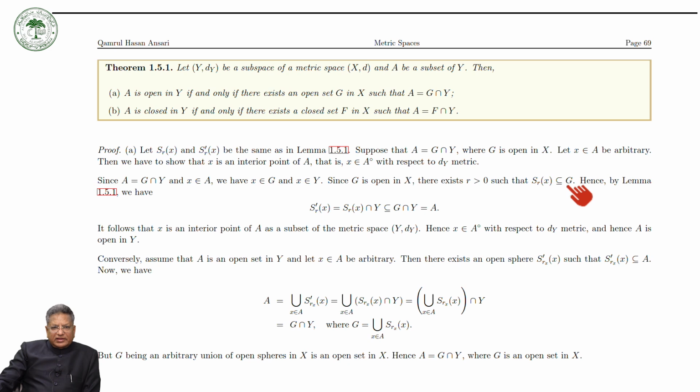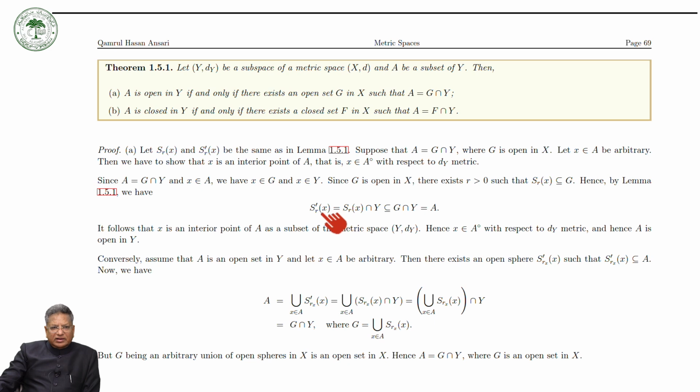Now, by the previous lemma, S_r'(x) is equal to what? It is equal to S_r(x) intersection Y. But this, the open ball with center at x and radius r, is a subset of G. So this is a subset of G intersection Y. But G intersection Y is what? It is equal to A.